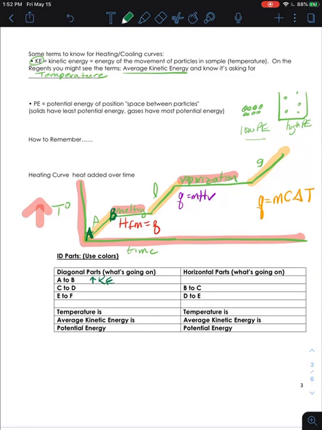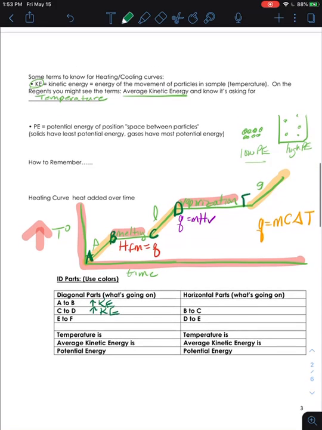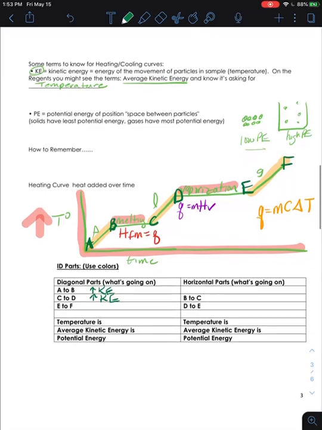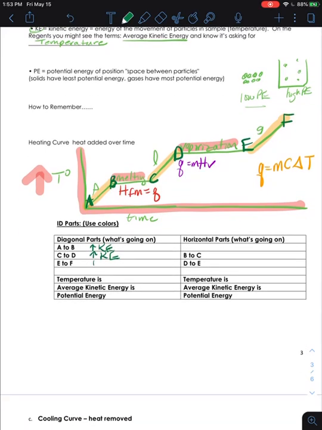Okay. C to D, same thing. Increase in kinetic energy. E to F, you said it. Increase in kinetic energy. And we can see that because kinetic energy is related to average kinetic energy, which is temperature.